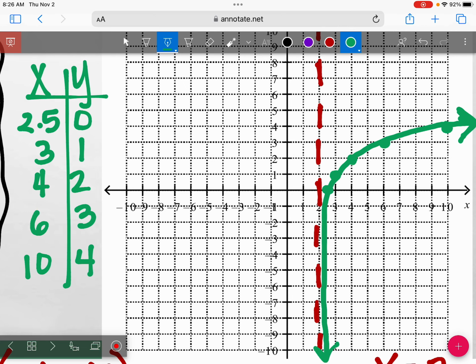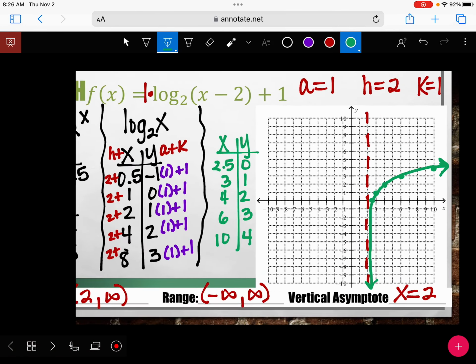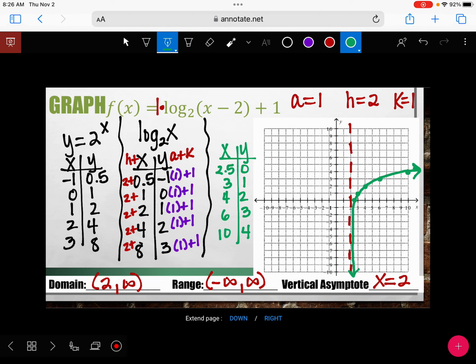And that is what your graph should look like. So when you graph an exponential, usually we have 3 tables. The first one is our exponential table, which is optional. If you feel like you can skip that first table and just start at the second table, that is fine. And then we flip our exponential table to create our log table, and we apply our transformations to the log table.